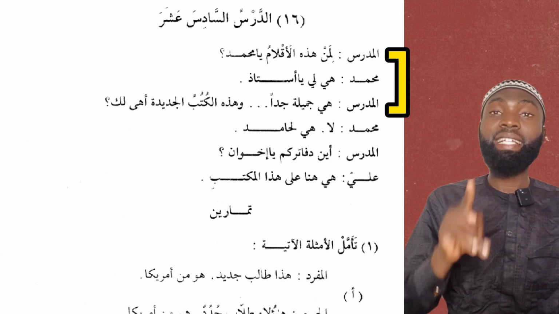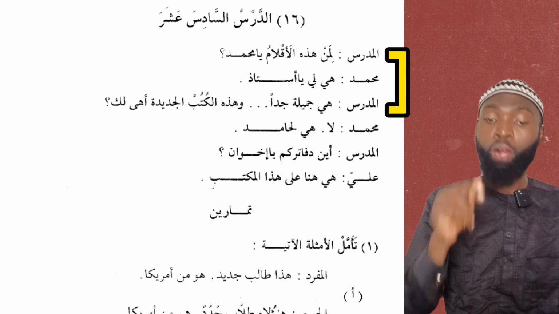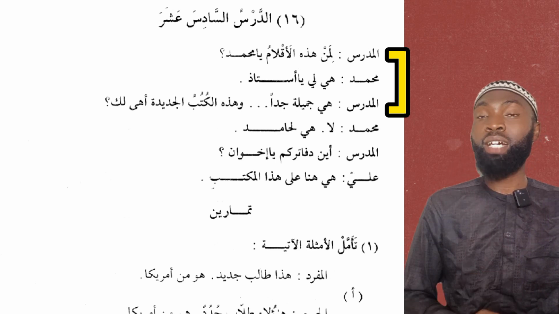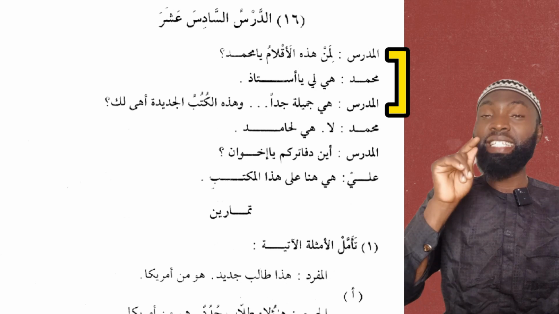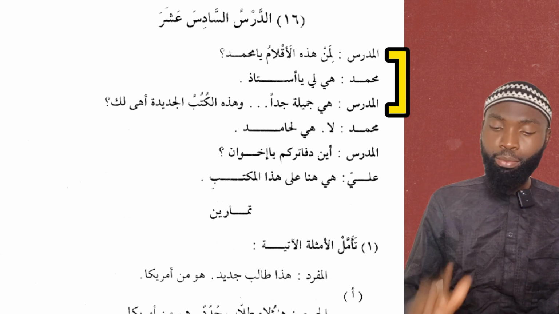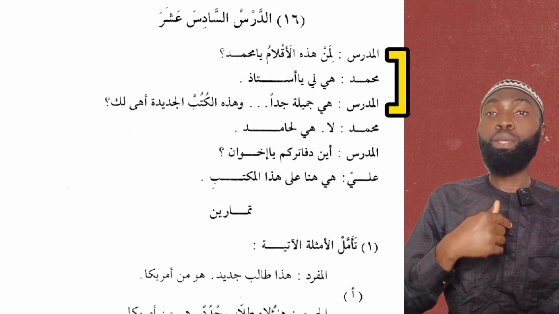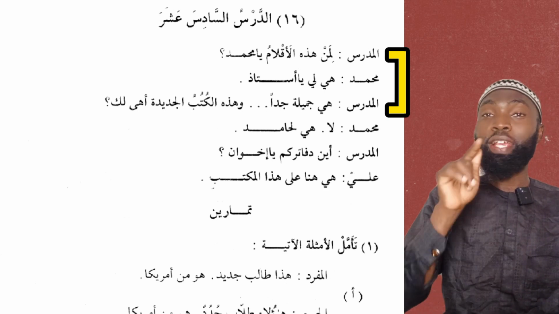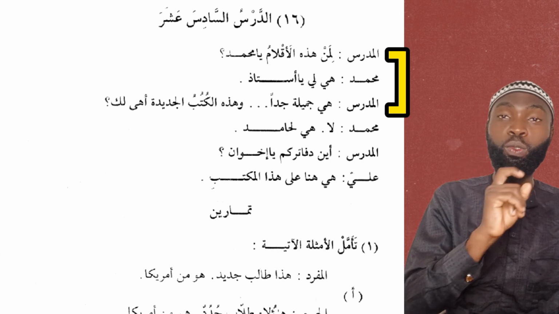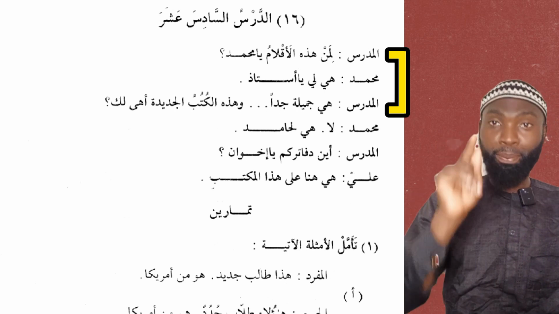You can see, he said hadhihi al-aqlamu. He did not say haula'i al-aqlamu, because aqlam are irrational nouns. Therefore, you use what? A singular feminine word to point to it. Hadhihi al-aqlamu. Muhammad said, Hiya li ya ustadh. It is for me, O ustadh. Here, hiya is used for a singular feminine word, and it is also used for irrational plurals.